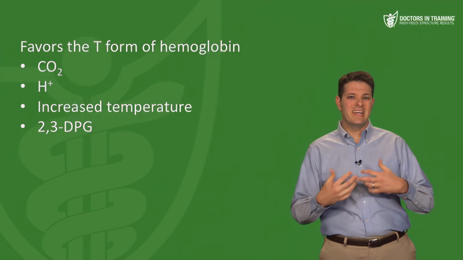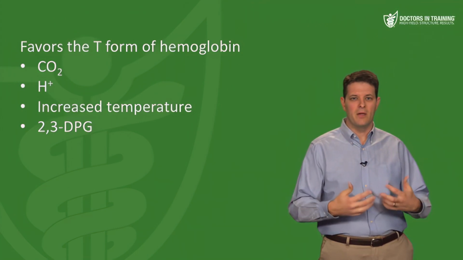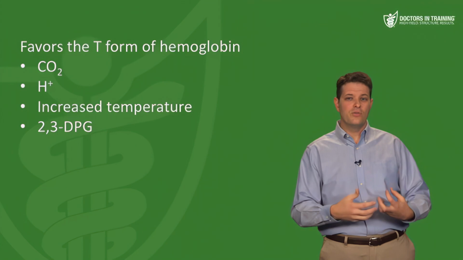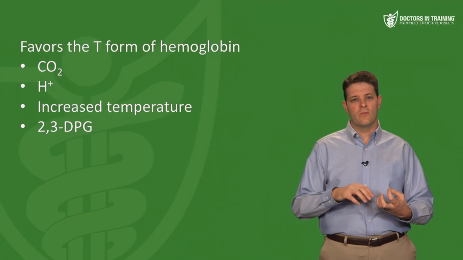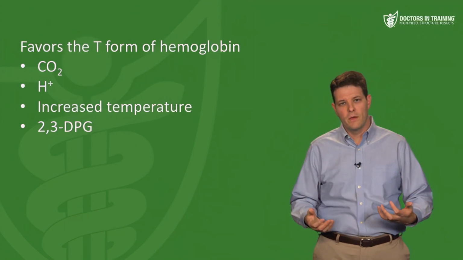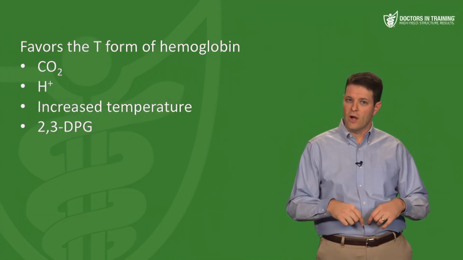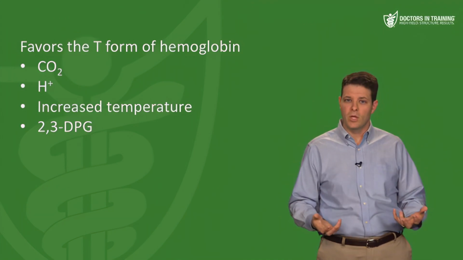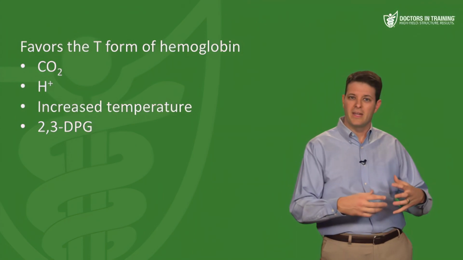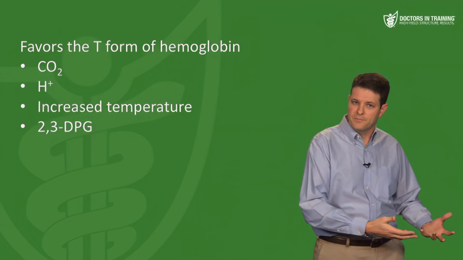So when hemoglobin gets near all that CO2 that's being made in the muscles and being put in the blood, that CO2 will cause the hemoglobin to convert from the R form to the T form. And since the T form has a low affinity for oxygen, the oxygen comes off of hemoglobin and it's free to diffuse out of the blood into the muscle tissue where it's needed.